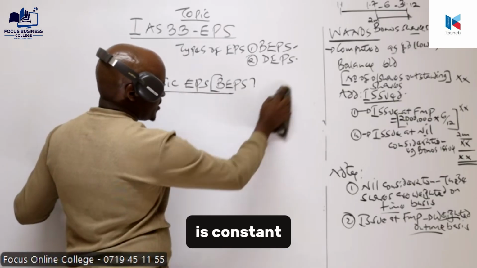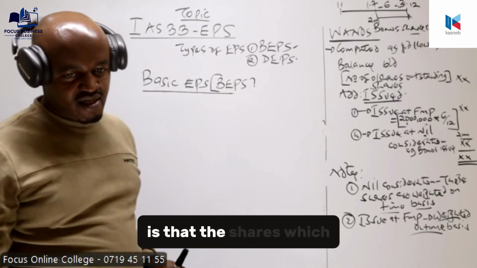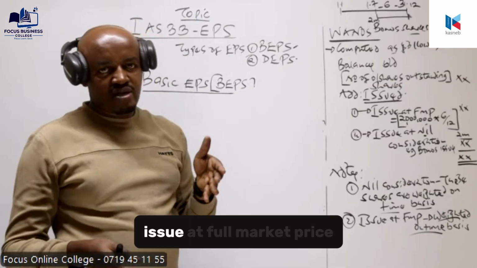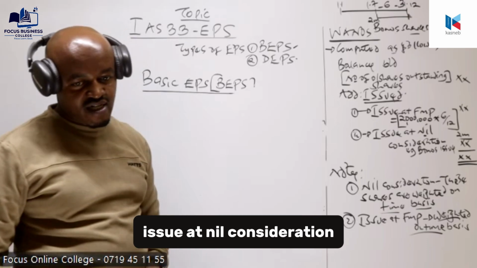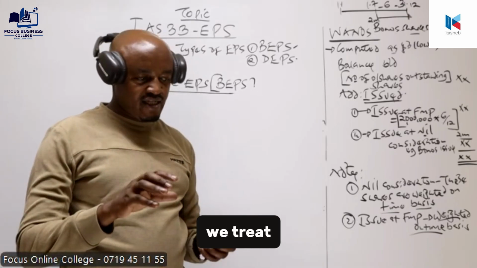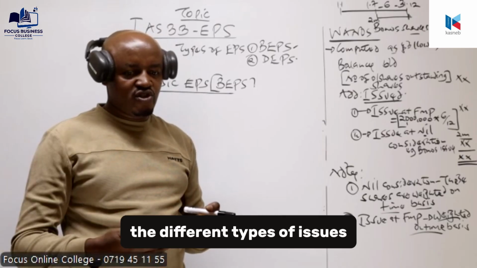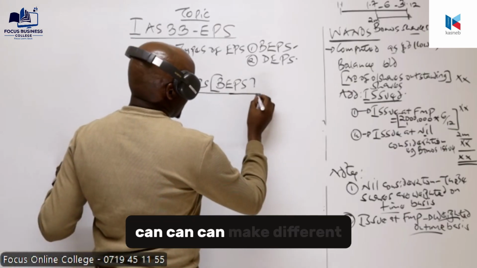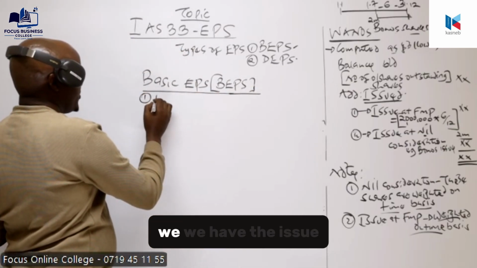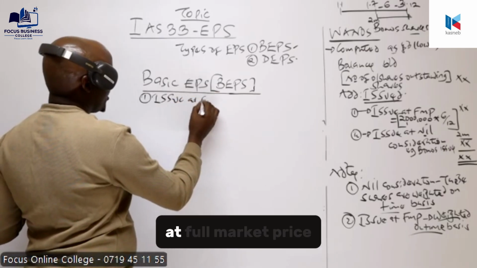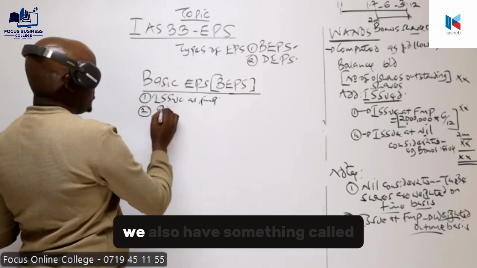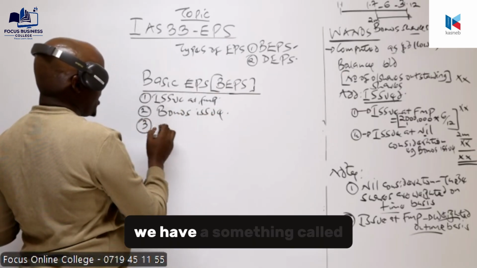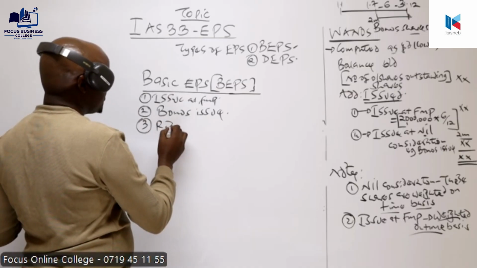And remember, the shares which are issued by the company during the current year are generally classified into 2 categories: issued at full market price, and issued at nil consideration. But now I want us to look at how specifically we treat the different types of issues which may be made during the current year. Number one, we have the issue at full market price. I think I've already covered that. We also have something called the bonus issue. Number 3, we have something called a rights issue.